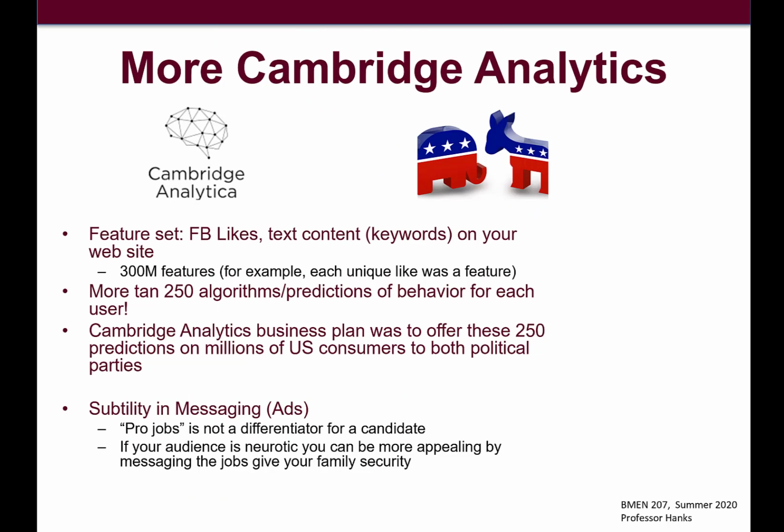How they did that, they looked at likes and had 300 million features, 250 algorithms that predicted behavior for each user. And they made this offer to both the Republicans and the Democrats. So it wasn't like they were trying to have one party win over the other. From what I've read, they offered it to the Democrats and then the Republicans, and the Republicans in this case took advantage of it.